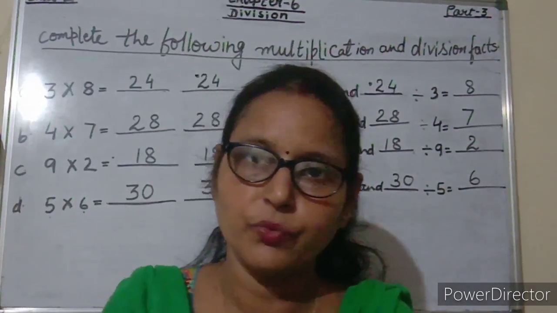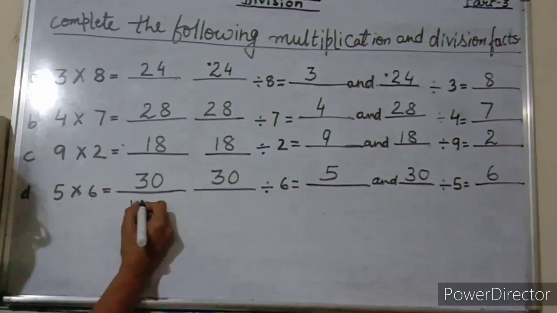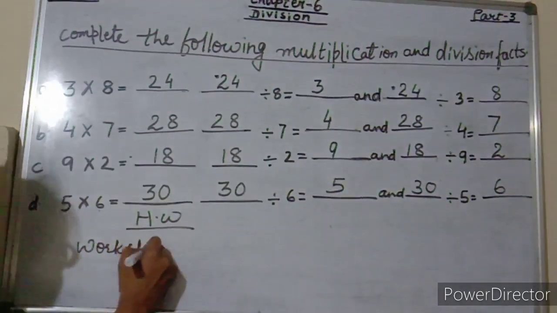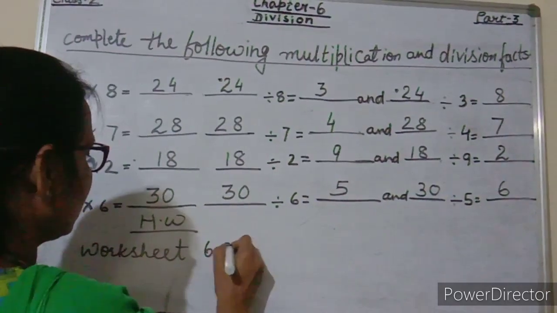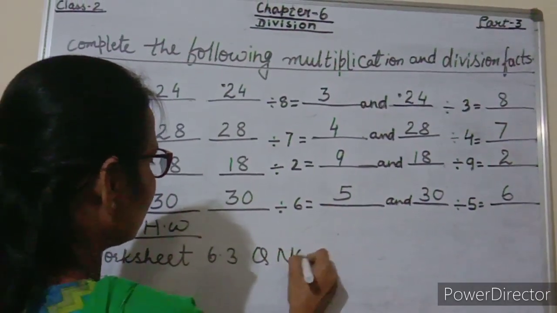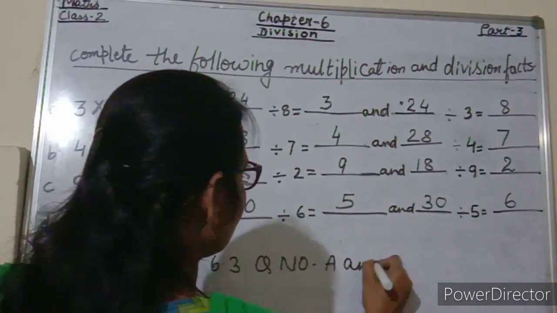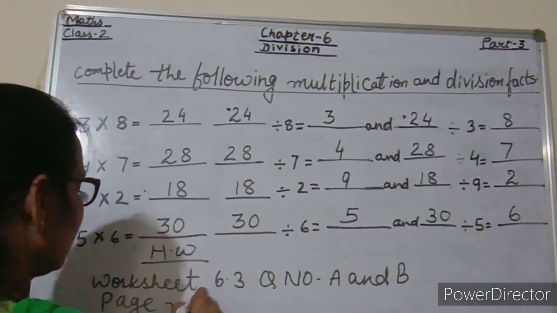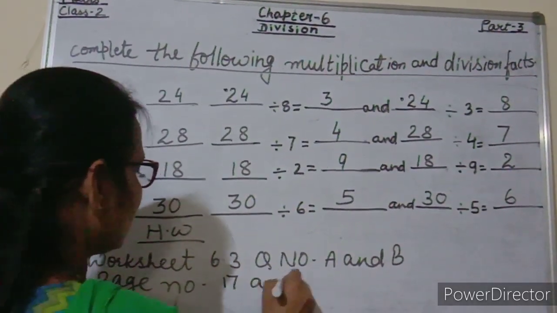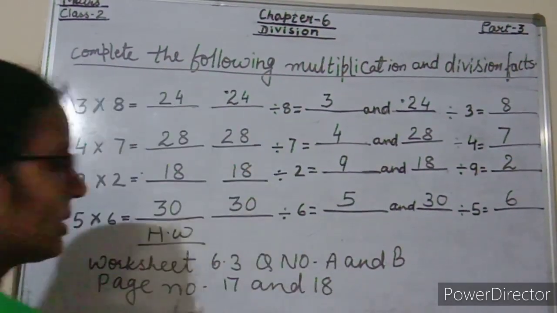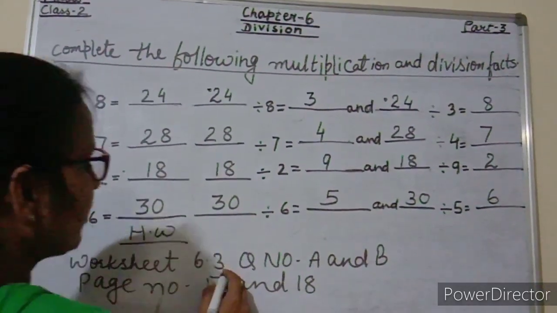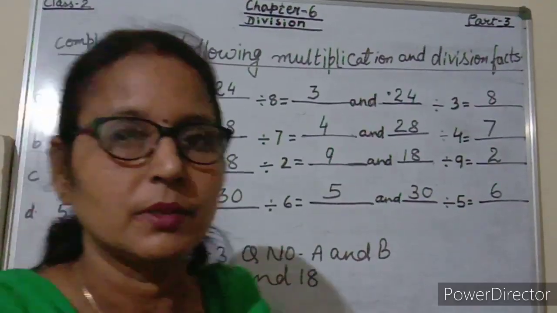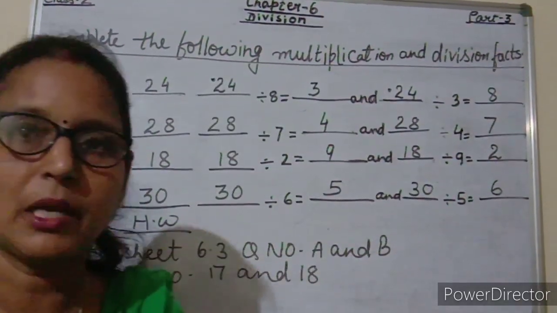Now students, note down your homework. So see students, worksheet 6.3, question number A and B, page number 17 and 18. This homework students you have to do in your application book B.